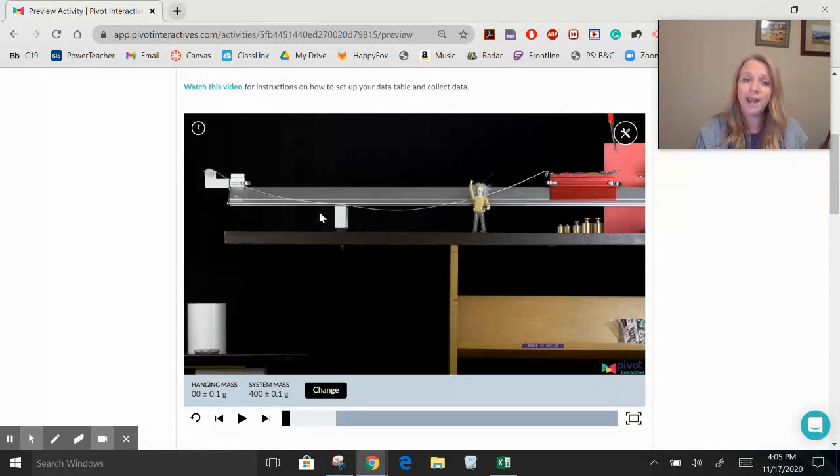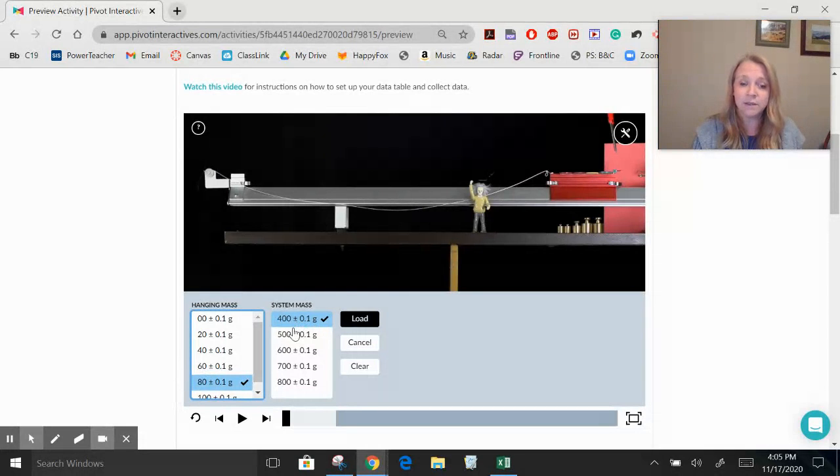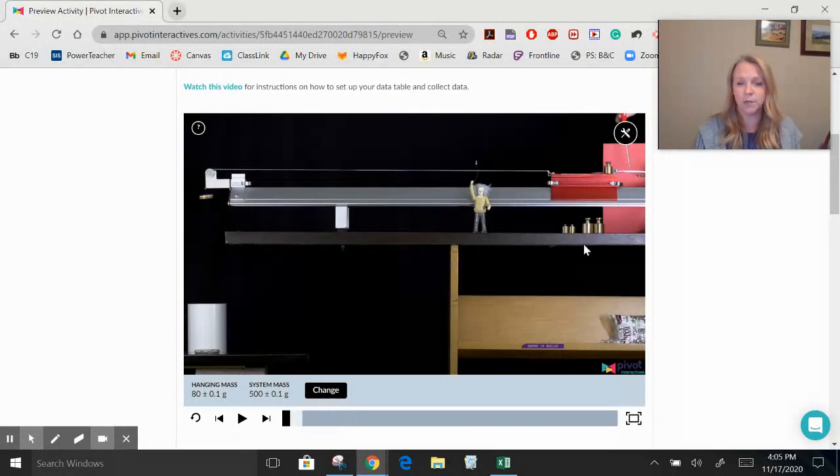Okay, so right now I don't have any hanging mass on here, so I'm going to change the hanging mass, and let's say I put about 80 grams on here. Okay, then I have the mass of the system. So I have the cart right here, and I have some weights, and so you can load the weights up onto the cart. So let's say that I'm going to put about 500 grams total for my system. Okay, so when I refer to a system, this whole thing is now my system. So the cart, the string, and then this hanging mass right here.